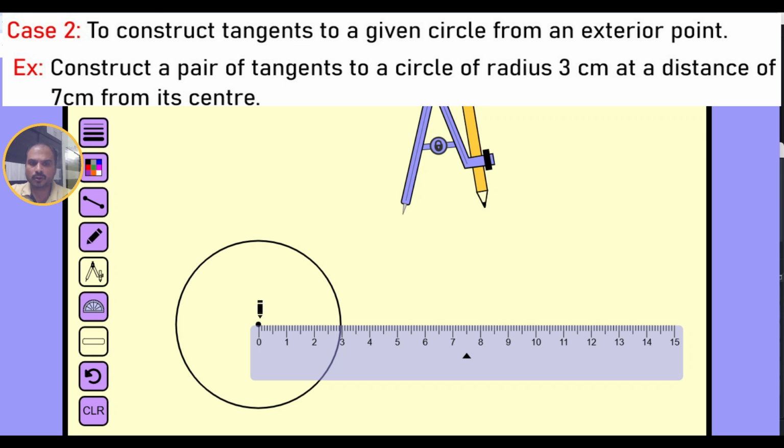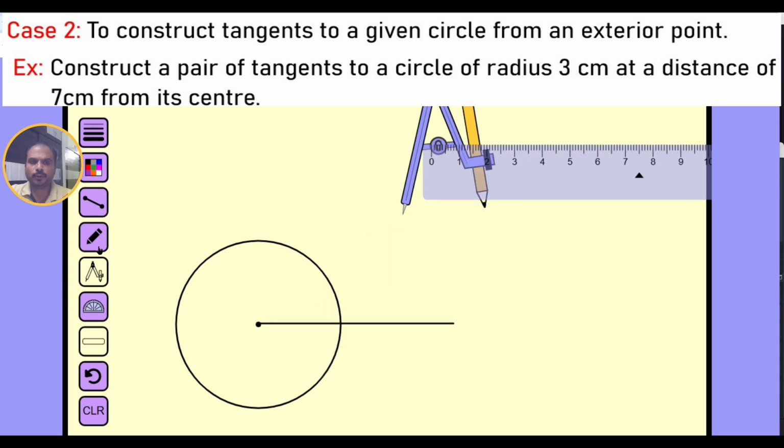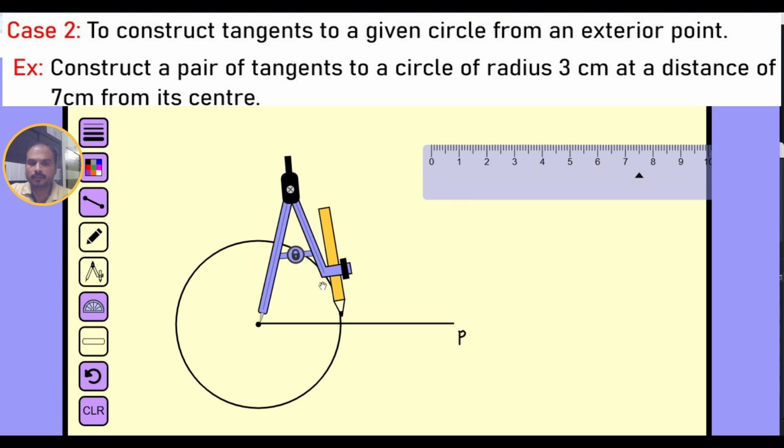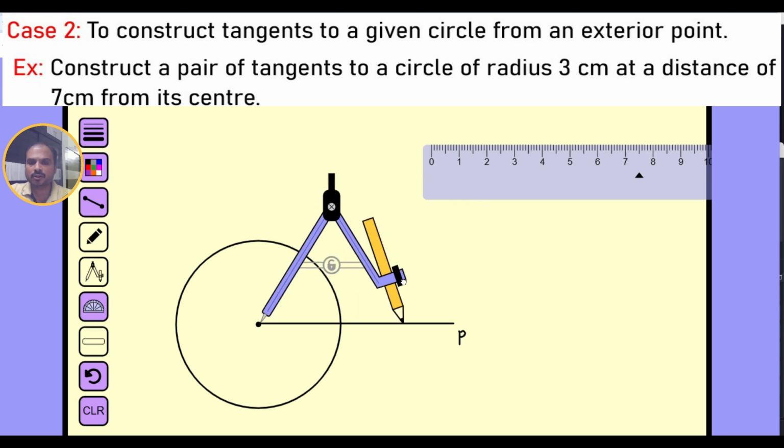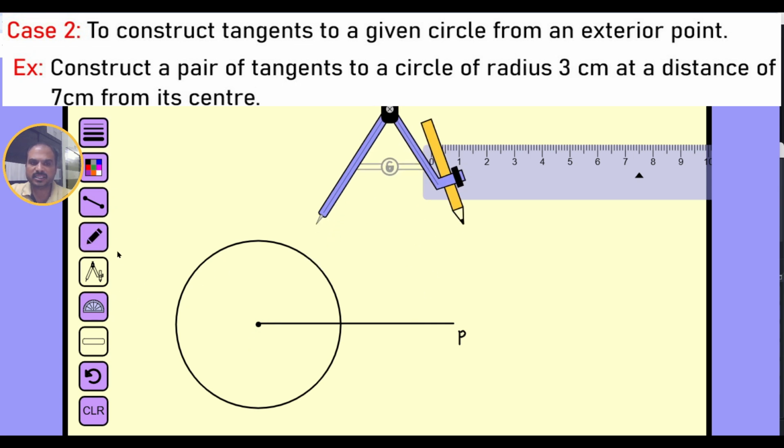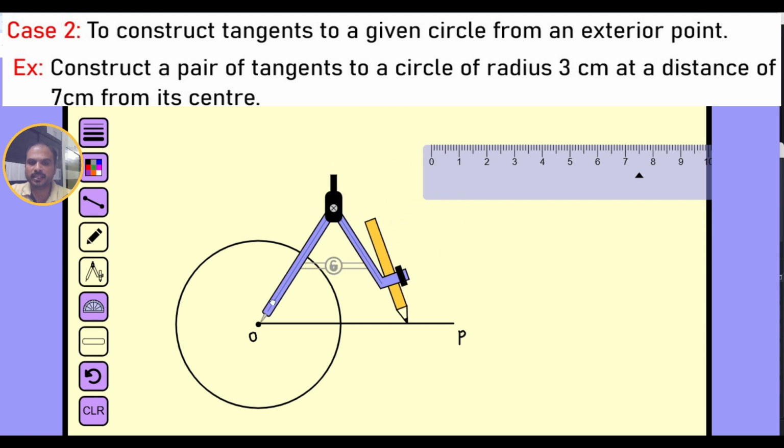Now I have to draw a line over here and a point. I call that point P, which is 7 centimeter from the center of the circle. From this point, I need to construct a pair of tangents to the circle. So what I'm going to do, I draw the perpendicular bisector of this line. I call this line OP. I draw a perpendicular bisector.